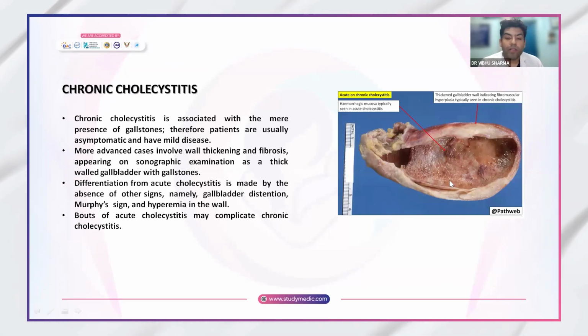So, if there are inflammatory changes within the GB, then it is called chronic cholecystitis. Patients can be asymptomatic or they can have mild disease. More advanced cases will involve thickening and fibrosis. They can have a thick gallbladder, and sometimes they may have gallstones also. So how to differentiate from acute cholecystitis? By the absence of other signs like GB distension, Murphy sign, and hyperemia. If they are not present, and still you see thickening in the GB wall, then you call it chronic cholecystitis.